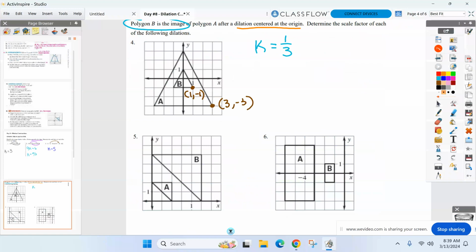And then you and your group are on your own on 5 and 6 right now. Go ahead. You got 5 and 6. So number 5, now you're getting bigger. So hopefully somebody's going to give me a scale factor that is bigger than 1 for number 5.